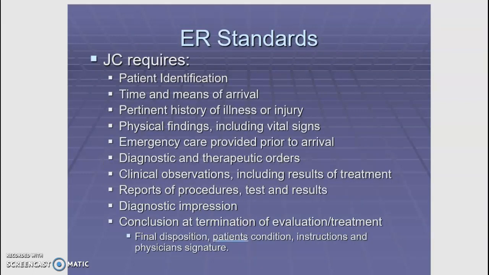So what does the Joint Commission require? I'm not going to read through all this, but as you look, they require a lot. They want to know the patient's identification, time, and how did they get there? You know, they come by ambulance. Did somebody have to bring them in a wheelchair? Were they able to walk? Their history, physical findings. Was there any care provided prior to arrival?